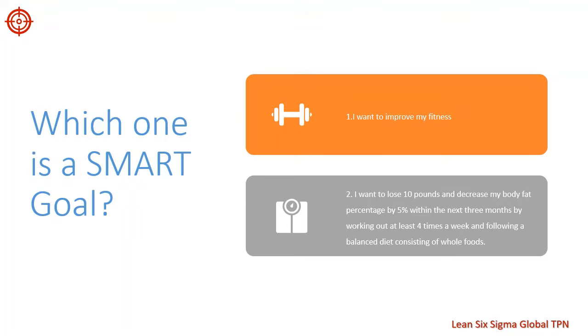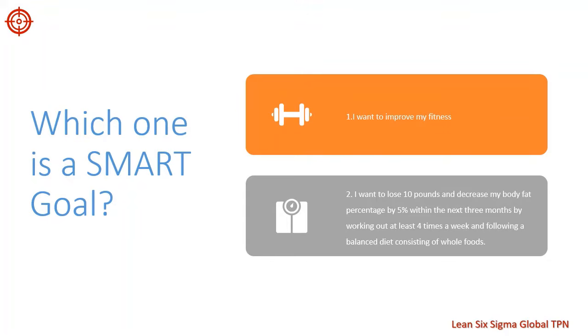Okay, so here are some SMART goals. Which one do you think is a SMART goal? The goal number one, I want to improve my fitness. And number two, I want to lose 10 pounds and decrease my body fat percentage by 5% within the next 3 months by working out at least 4 times a week and following a balanced diet consisting of whole foods. Okay, so I think you have your answer, right?